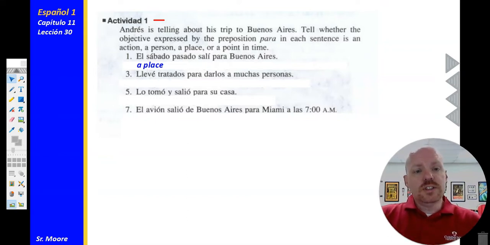I'd like you to do números 3, 5, y 7 on a scratch sheet of paper or in a blank spot in your workbook. And then we'll come back together and check those answers.